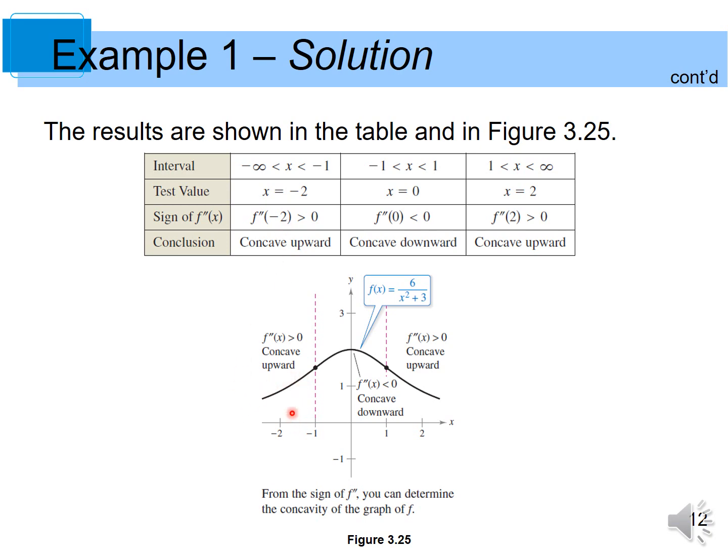So for the first interval, the curve is concave upward. The curve is concave upward from -infinity to -1. And from -1 to 1, the curve is concave downward. And from 1 to infinity, the curve is concave upward.